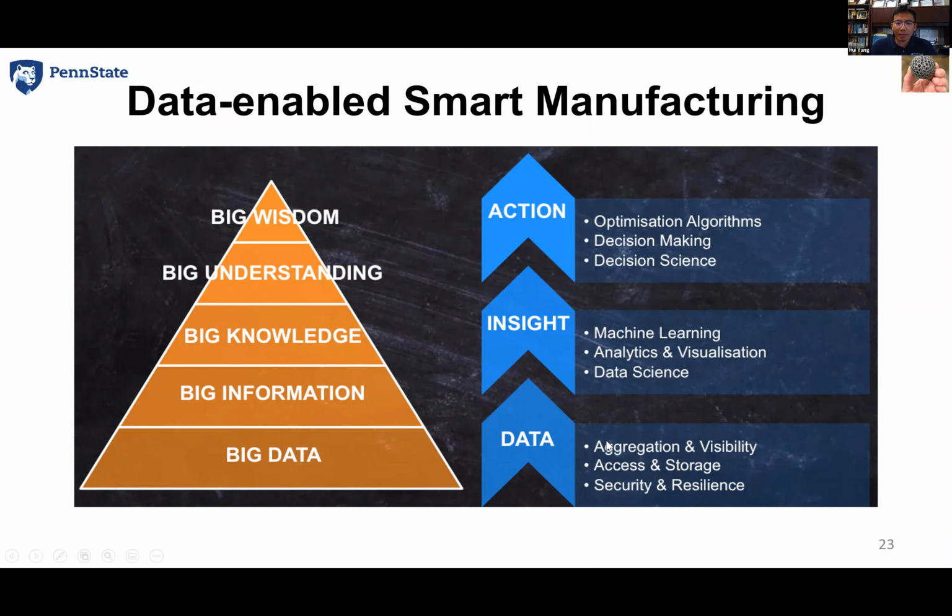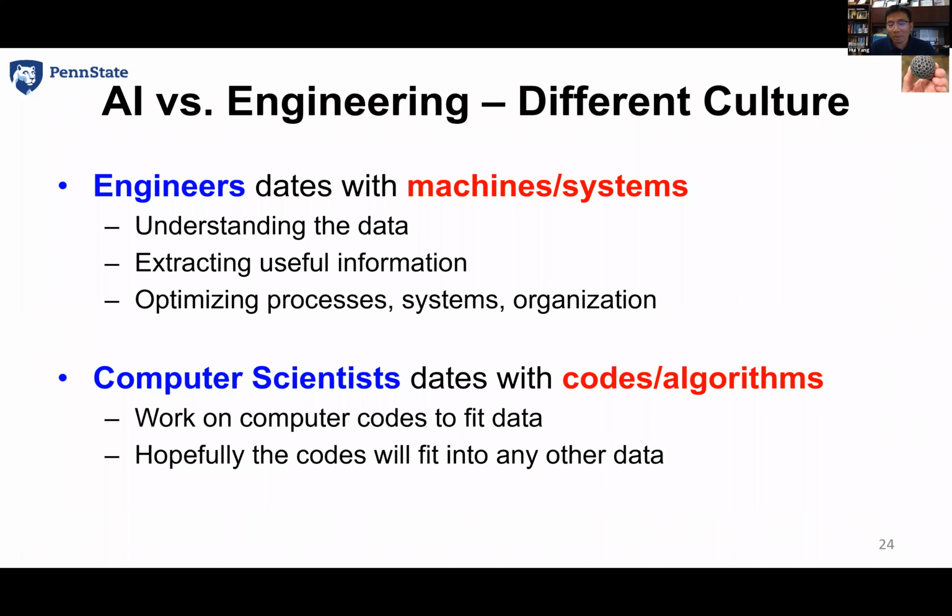So in each phase, we have different kinds of algorithms: data, insight, and action. But when it comes to the data, people use AI. AI is a hot buzzword, and no matter what we do, people say AI. And there are also many AI institutes. AI stands for artificial intelligence. So what is the difference in culture between AI and engineering?